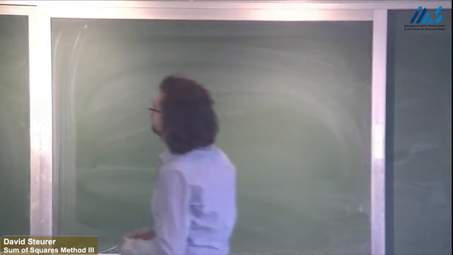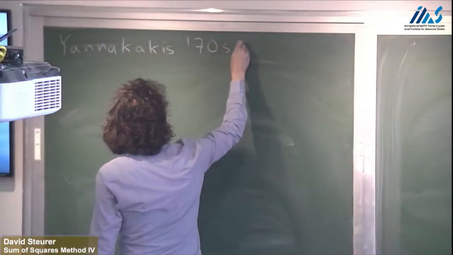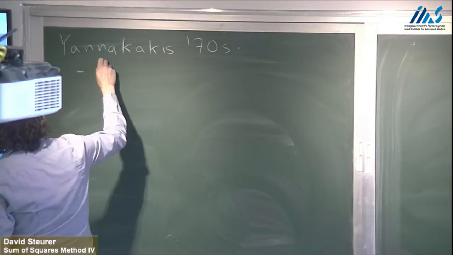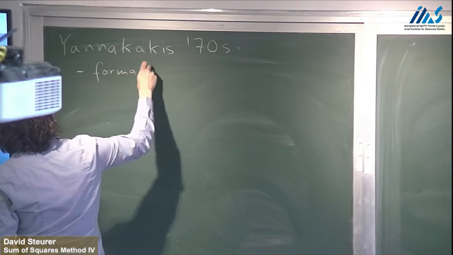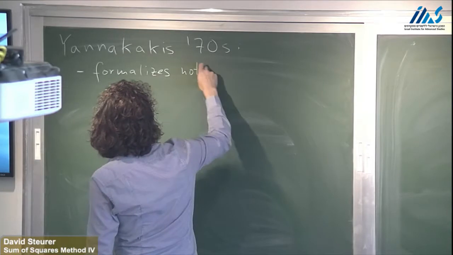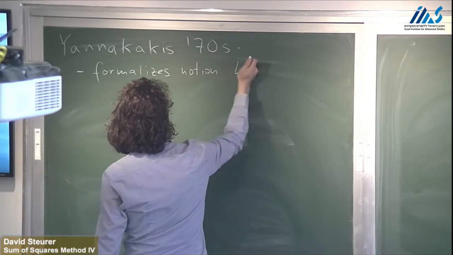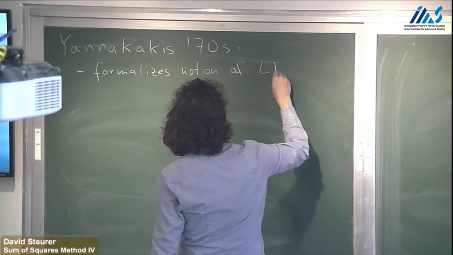So the topic today will sound a little bit unrelated to previous lectures, but it will actually turn out to be quite closely related to some of the sum of squares certificates and what we talked about before. Okay, so what I want to talk about today is motivated by some work by Yannakakis from the 70s, and what his work does is it formalizes a notion of LP algorithms.